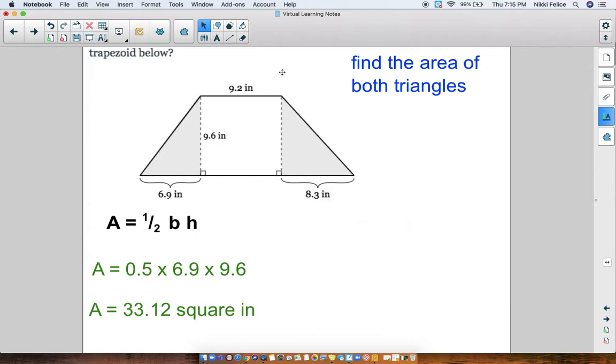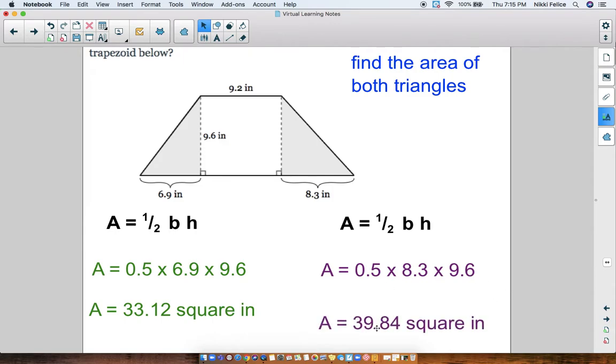Now let's do this triangle. So again, area is 1/2 times base times height. I'm going to use a decimal. The base is 8.3 inches. And the height, this line, well, it matches this height. So this is also 9.6. So we're going to do 1/2 times 8.3 times 9.6. I'm just going to plug them right into my formula. And then when I multiply those, we get 39.84 square inches.